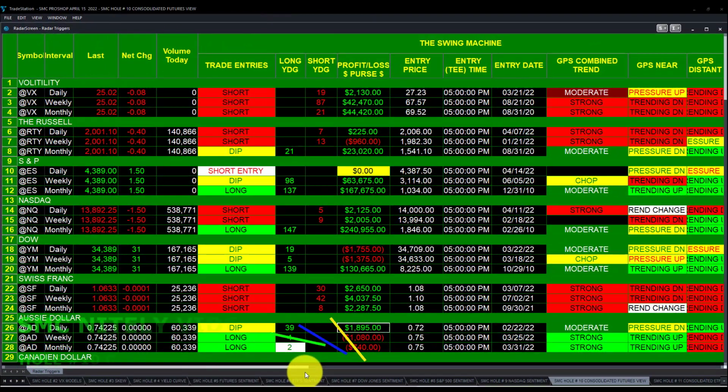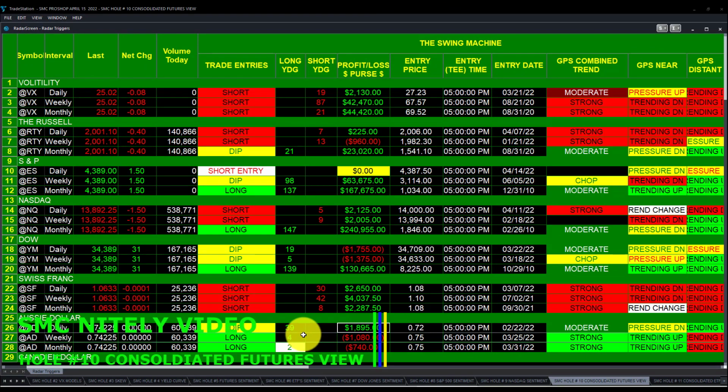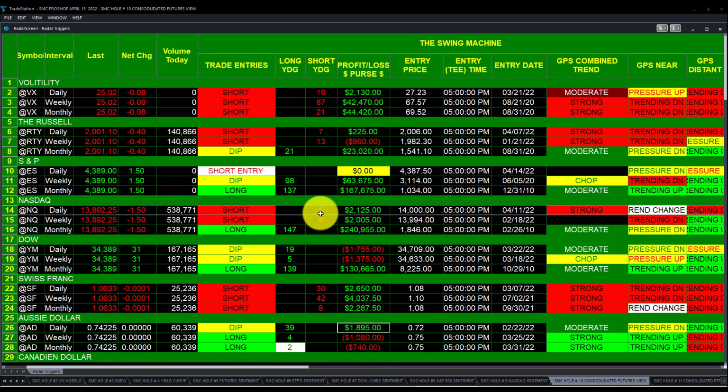Hole number 10, what we call the consolidated view of all the futures through the eyes of Swing Machine, which is in fact picking up on the trend on a daily, weekly, and monthly basis. This might be for the swing trader, the longer-term, mid-term investor, certainly the investor. As an example, the VIX has been short on a monthly basis for 21 months, since August of 20, which is interesting, right? And you wouldn't think that.